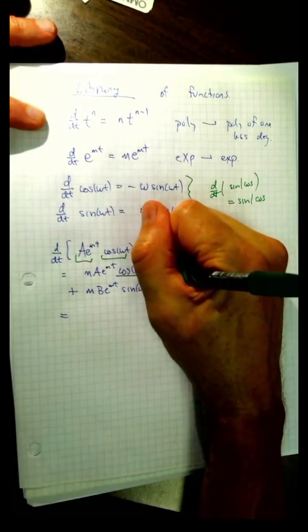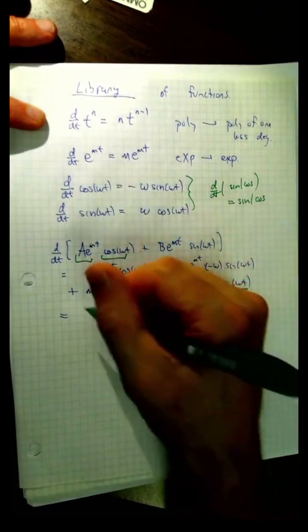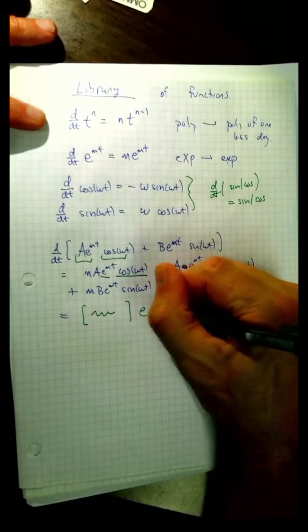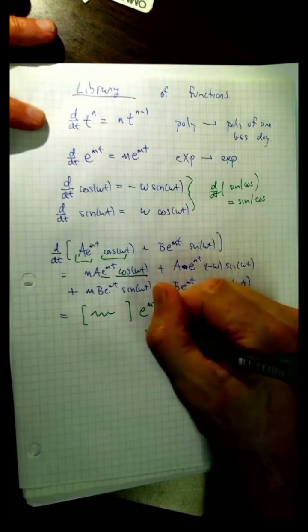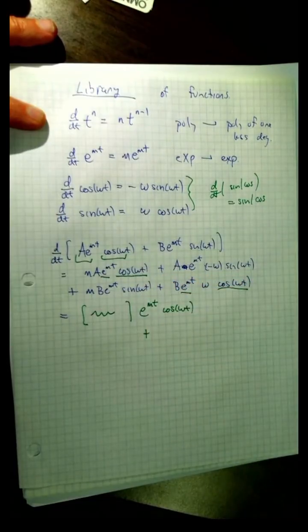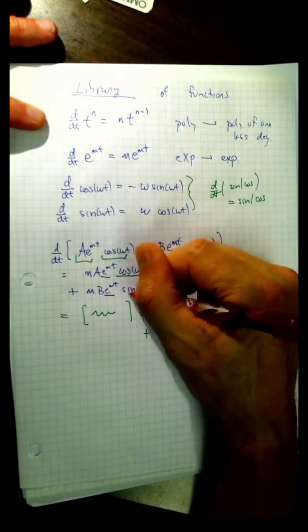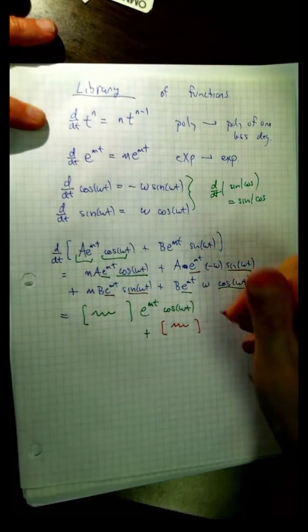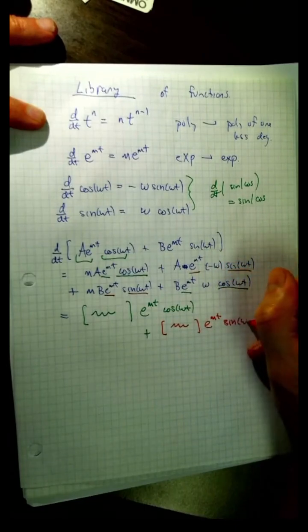Notice I've got cosine times exponential. If I pull those things together, I get something times exponential times cosine. And the same thing here. Here I've got exponential times sine, exponential times sine. When I pull those together, I'm going to get a bunch of stuff times e to the mt sine omega t.